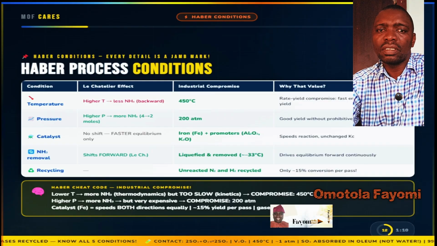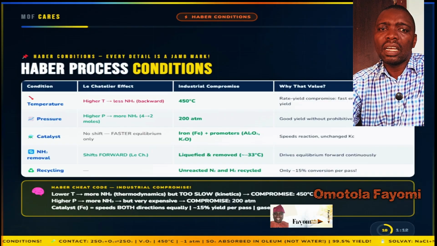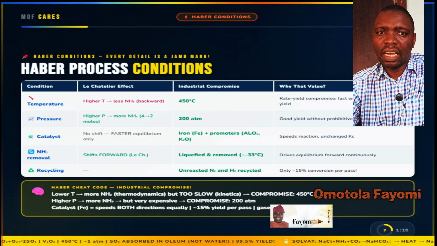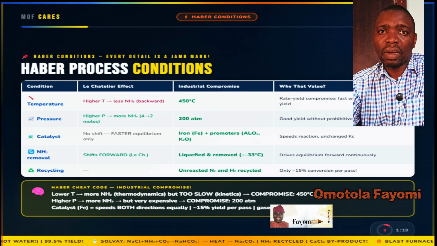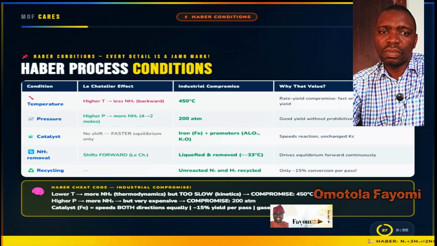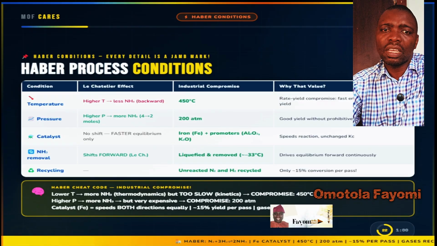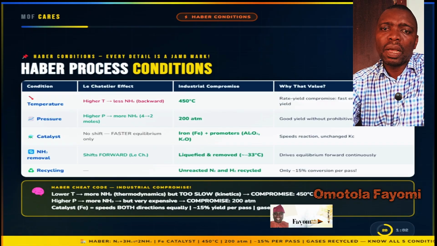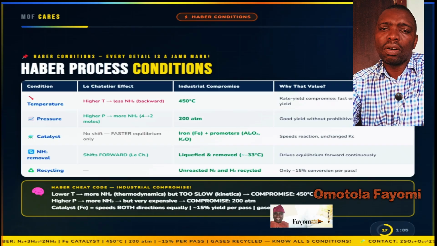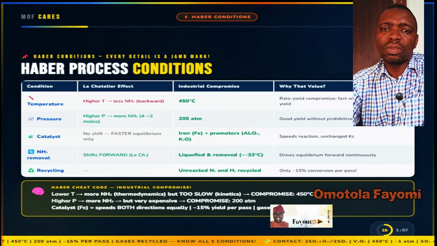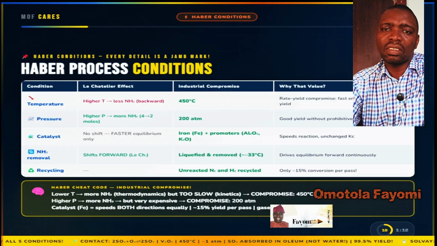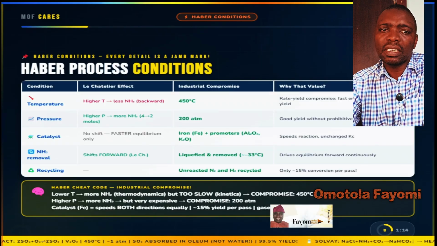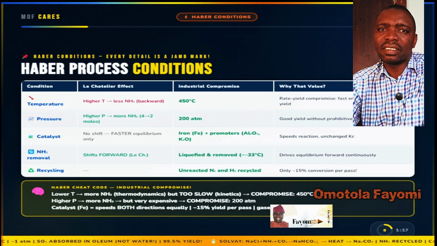What about ammonia removal? Ammonia is continuously liquefied, its boiling point is minus 33 degrees Celsius, and removed from the equilibrium. By Le Chatelier, the removal of a product shifts the equilibrium forward, producing more ammonia. The unreacted nitrogen and hydrogen, about 85% of those gases, are recycled back into the reactor. This is excellent green chemistry.